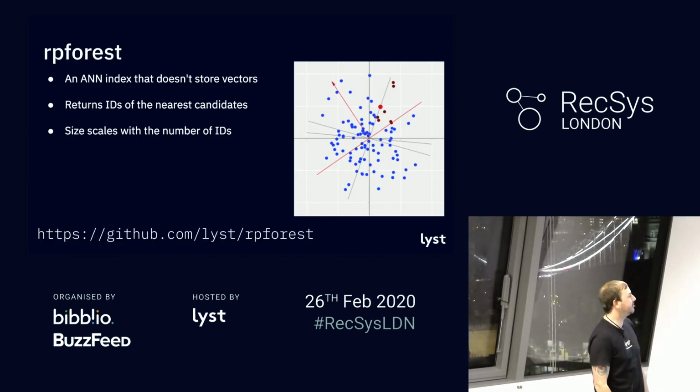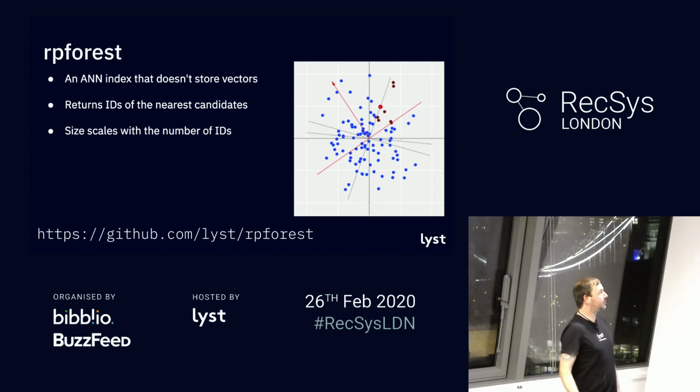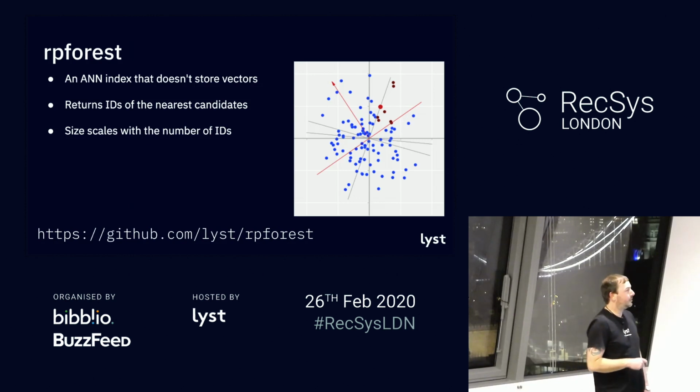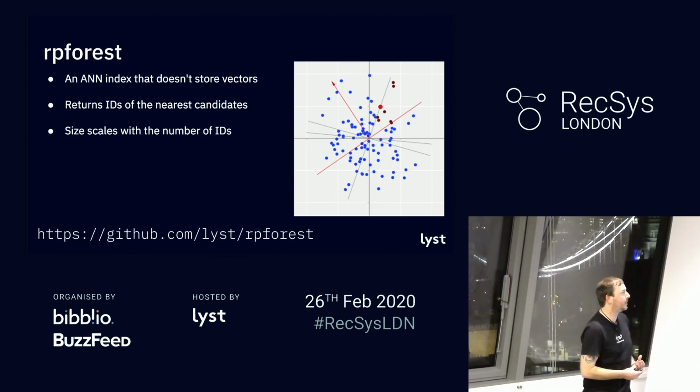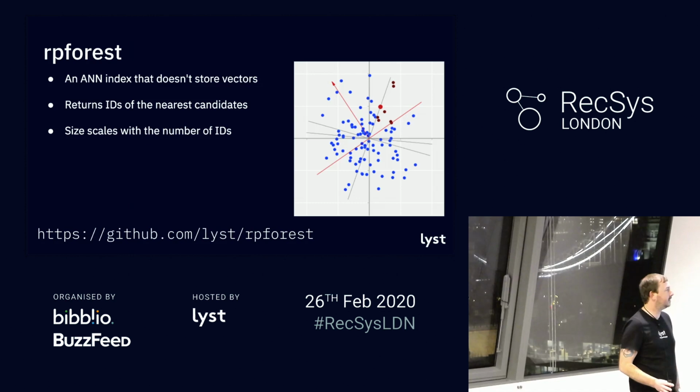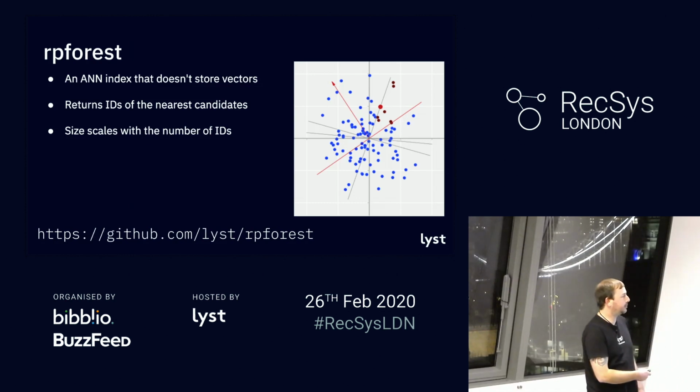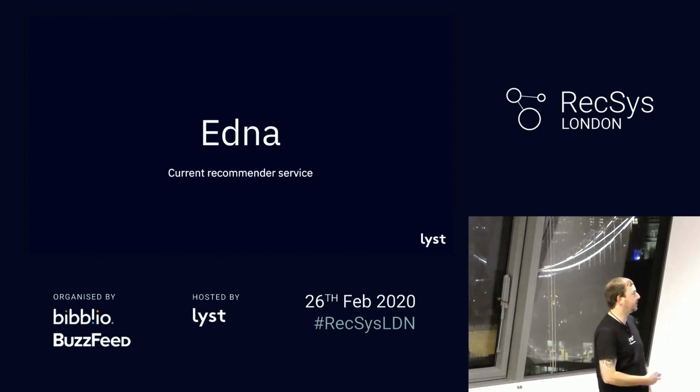So the actual implementation. First off is RP Forest. This is open source. We wrote it at Lyst a couple years ago. It's an ANN that doesn't store vectors. So the problem with this one is you can't actually get the distances out of it. The only thing you can get out of it is candidates. So it knows for a given target what are the things that are probably closest to it. But they don't, at that point, know which one's the closest. But it's great for getting candidates. So if you just want like the 10,000 closest things, works great. And the size scales with the number of IDs. The vectors don't matter because it's all gone.